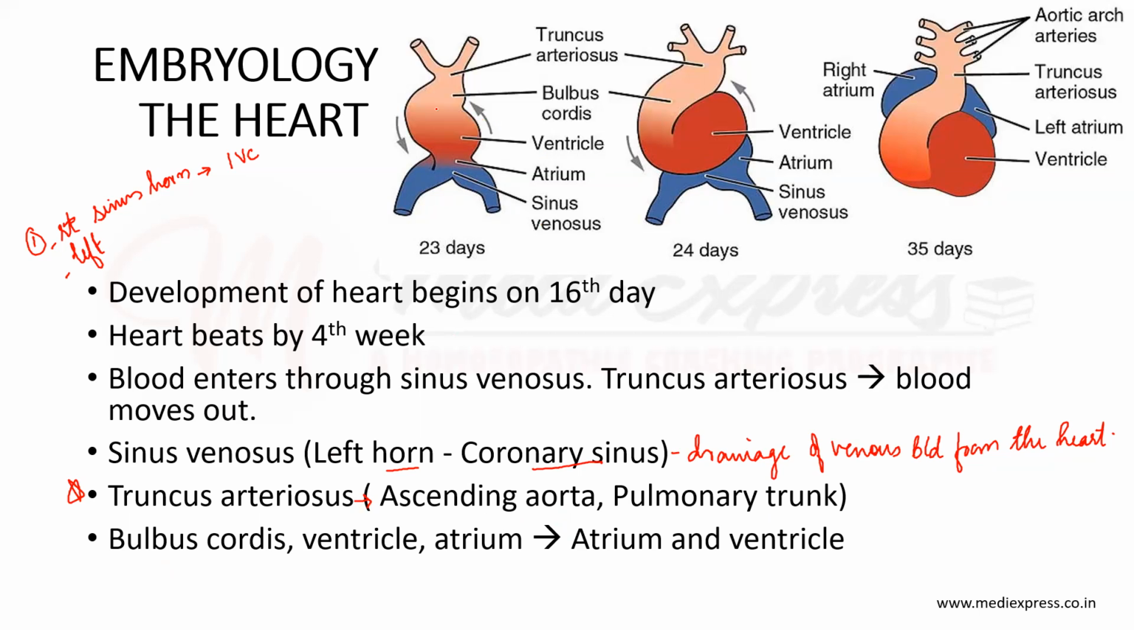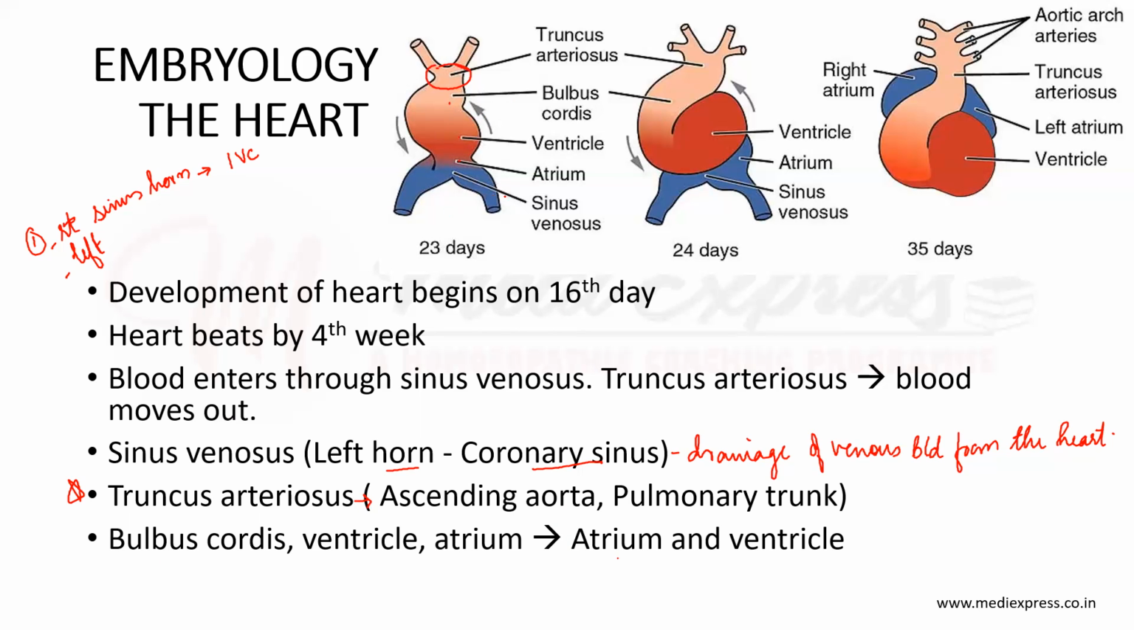Then we have the bulbus cordis over here, and the ventricle and atrium. They will become the proper atrium and the ventricle. Okay. So the truncus arteriosus, this particular part, will become the ascending aorta and the pulmonary trunk. Bulbus cordis, ventricle and atrium will become the atrium and the ventricles.